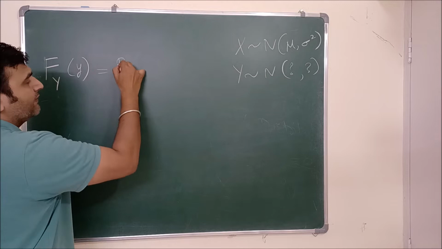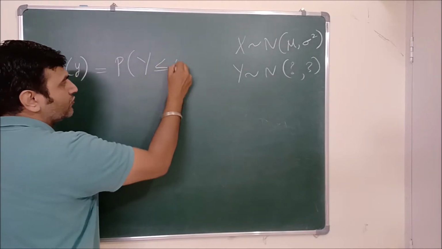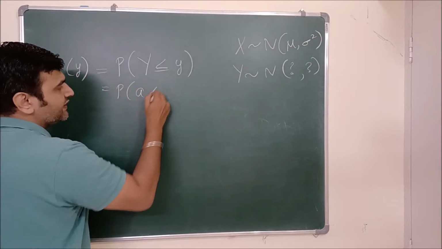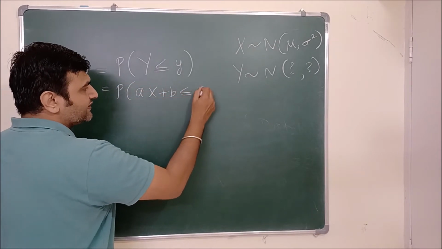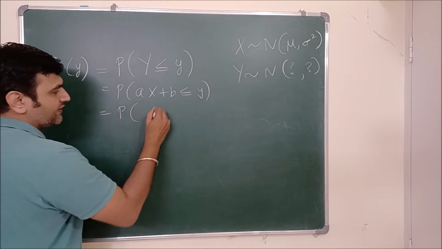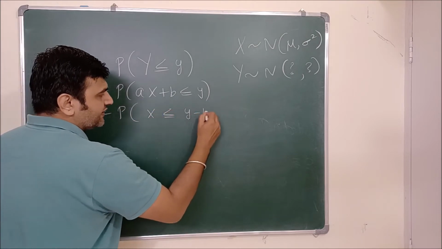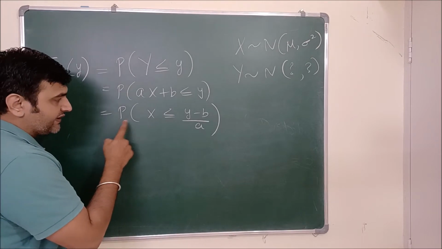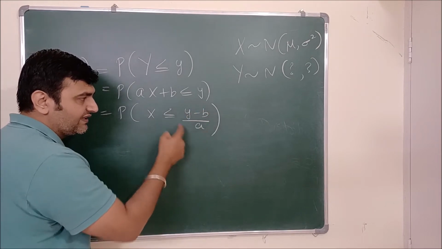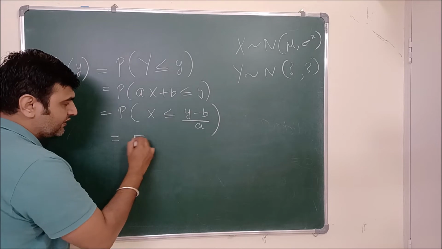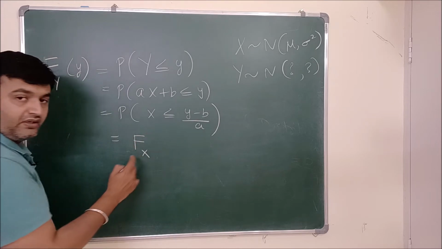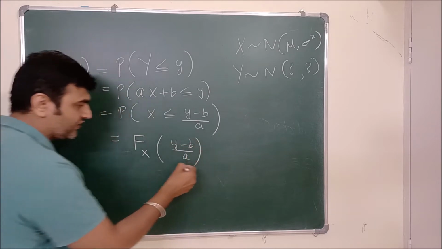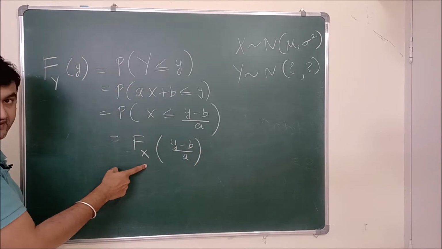What is this? The probability that Y will take a value less than or equal to y, by definition. But what is our Y? Our Y is nothing but AX plus B. So I have AX plus B less than or equal to y. This implies X is less than or equal to (y minus B) by A. But what is the probability that the random variable X will take a value less than or equal to something? It is nothing but the CDF for the random variable X, and here you will have (y minus B) upon A. So this is the CDF for the random variable X.